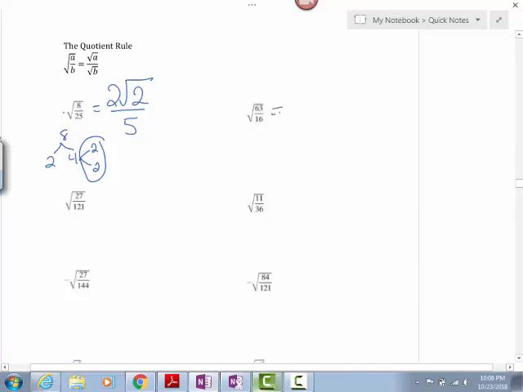Let's try this one here. Immediately, I see the square root of 16 on the bottom. I already know the square root of 16 is 4. So when I think of 63, I think of 7 times 9, and 9 is 3 times 3. So the 3 is going to come outside, and the 7 is going to stay on the inside. Okay.